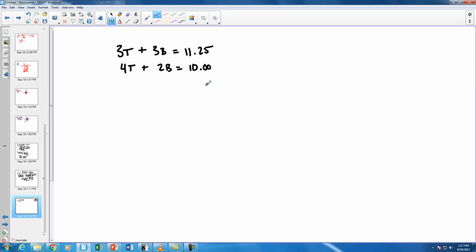So what we're going to do here is we want to try and use either elimination or substitution. Substitution will be harder on a question like this, typically, but it is possible. I'd probably go after this B, try to isolate it, but elimination is not bad either. I do have to multiply by a number to get these to cancel. I think I'll multiply the top line by 2 to make this a 6. That makes 6t plus 6b equals 22.5. And down here I'm going to times by negative 3. That makes negative 12t minus 6b.